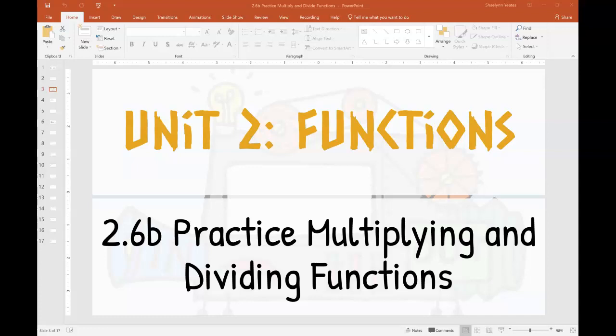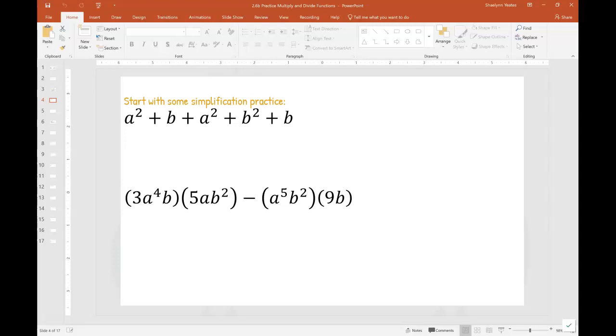Alright, today is all about practicing multiplying and dividing functions, and we've got some fun stuff set up. But first, we're going to practice our simplification of things with variables. Okay, so first things first.